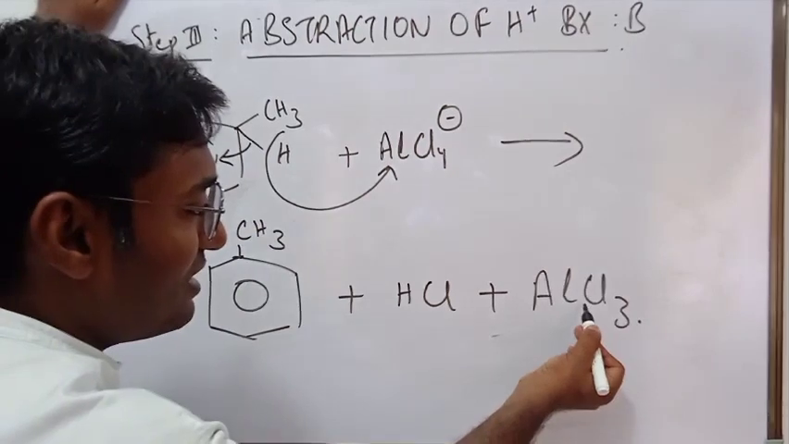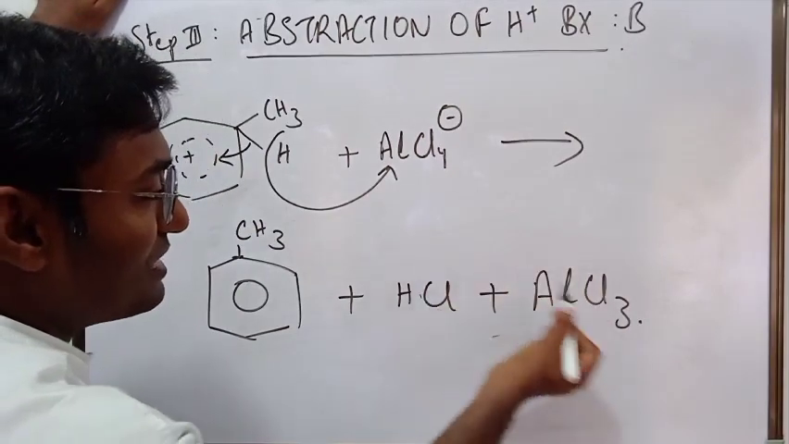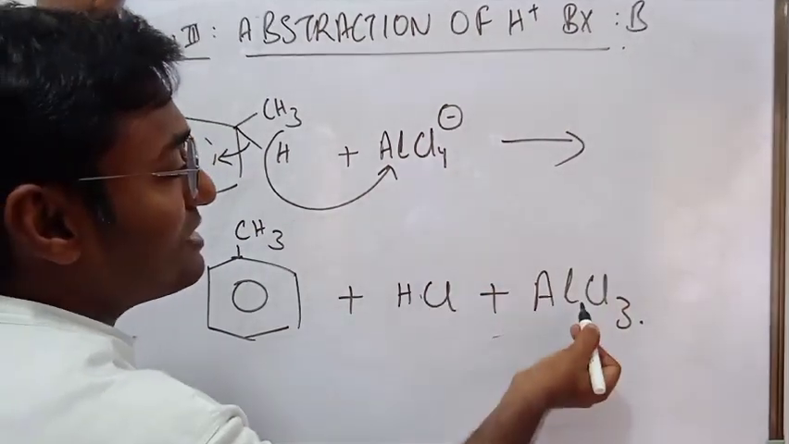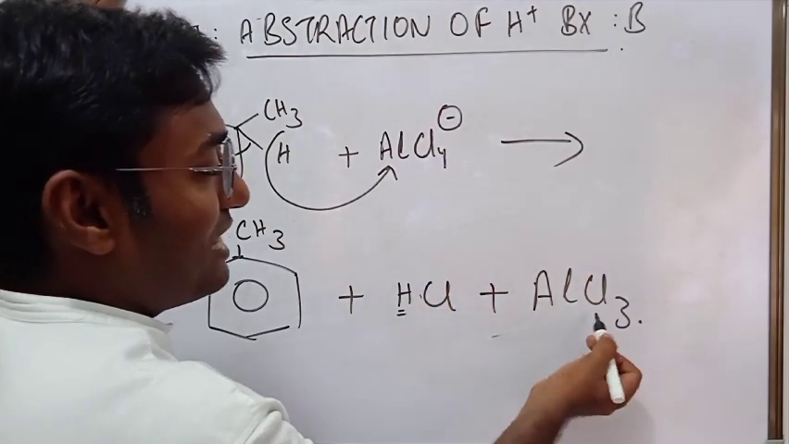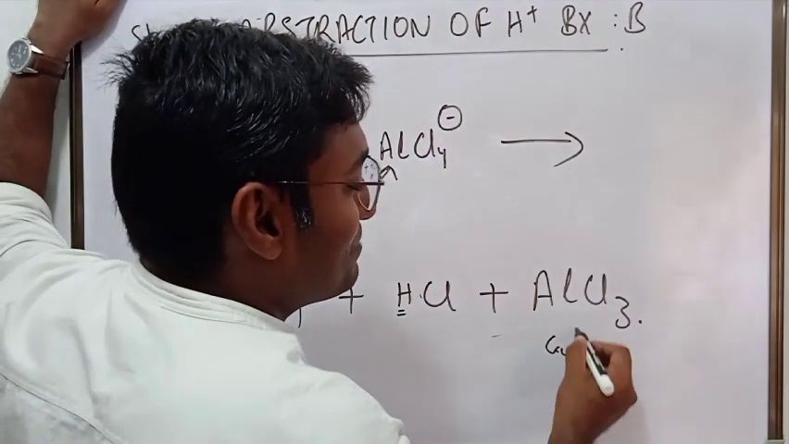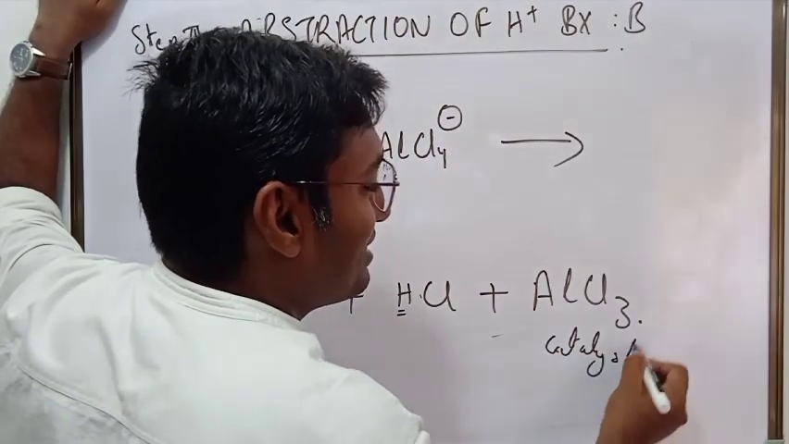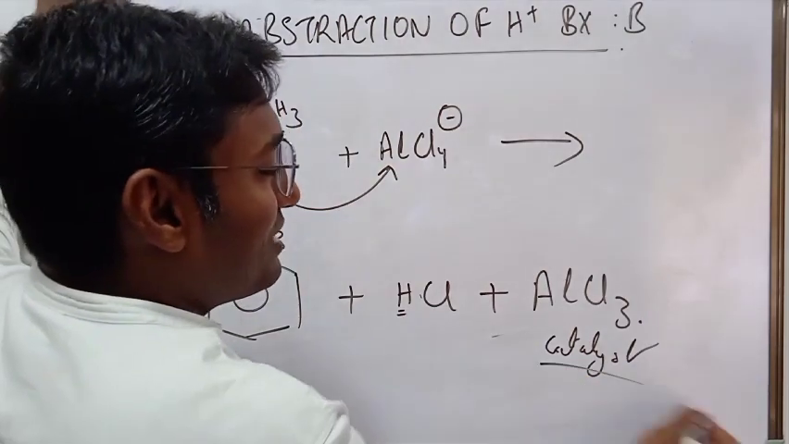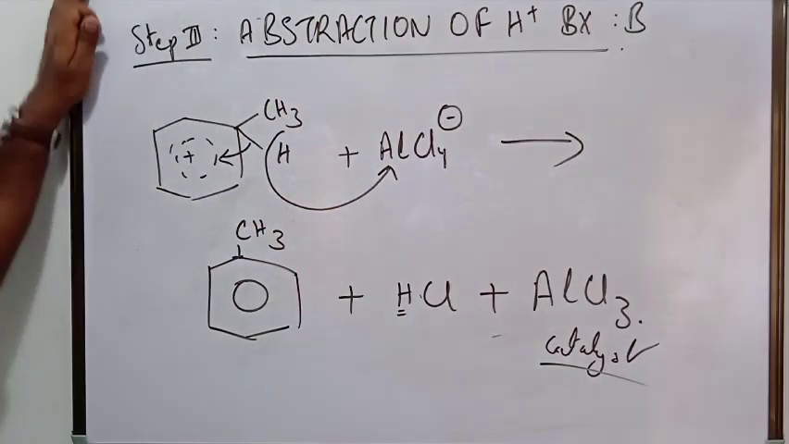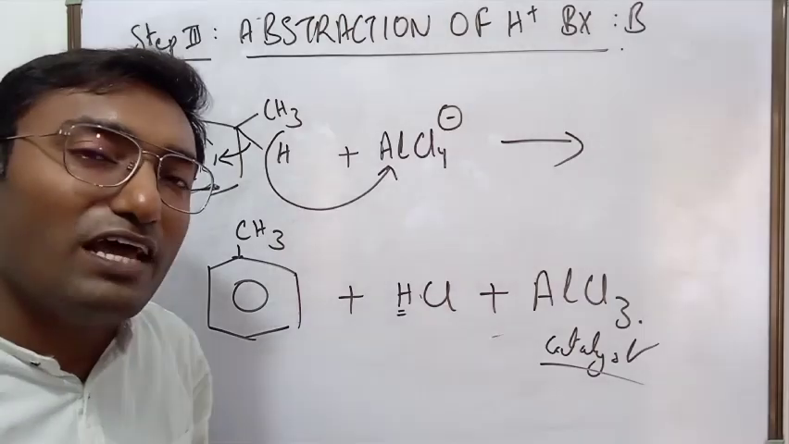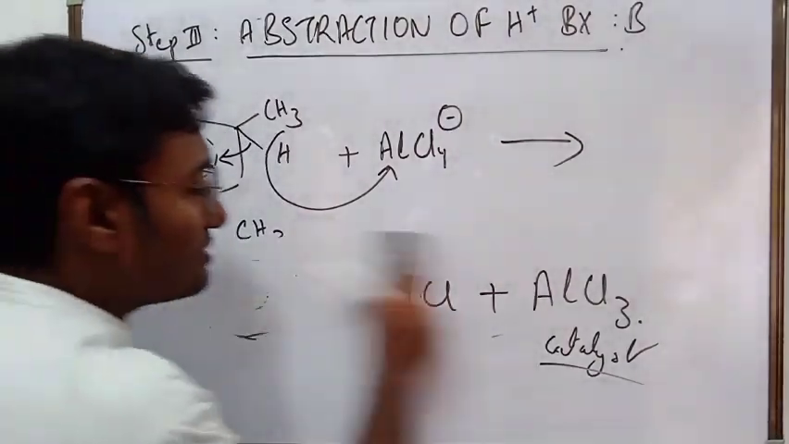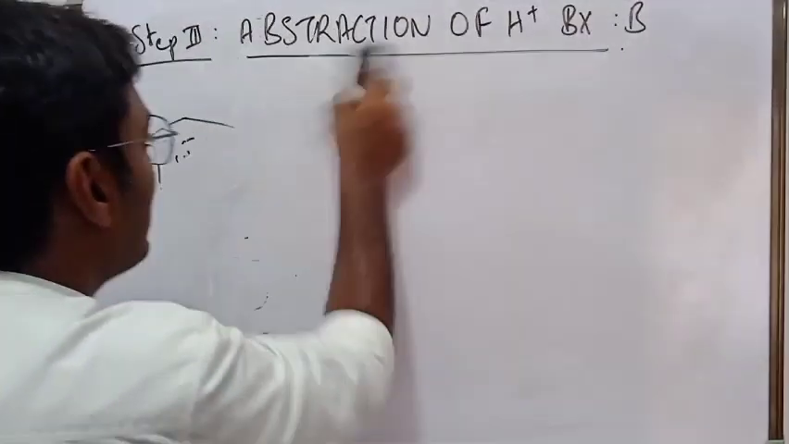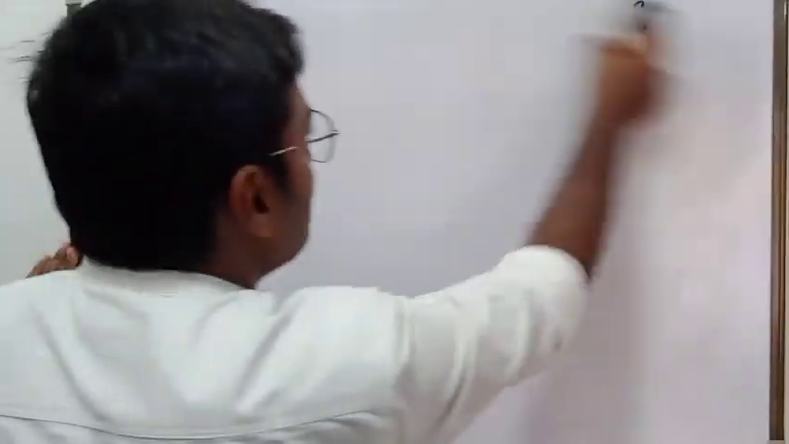Because one Cl minus has gone there, as it was a conjugate base, it has donated a pair of electrons to H plus. So now you get AlCl3 back. So the catalyst is back in the reaction. It has not taken part, so it is not a part of the reaction. It is back. So this is the Friedel-Crafts alkylation reaction. Now let us discuss the drawbacks of Friedel-Crafts alkylation reaction.